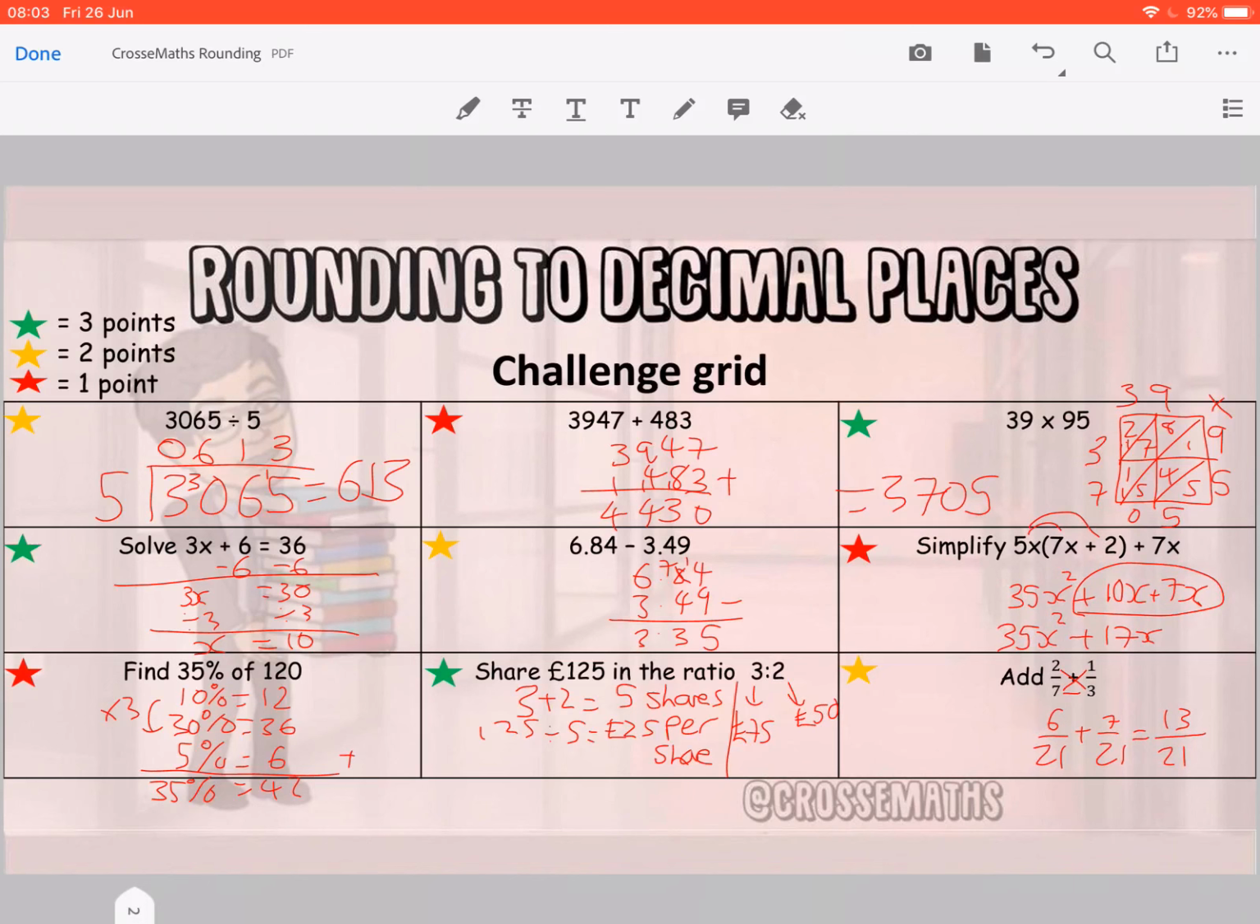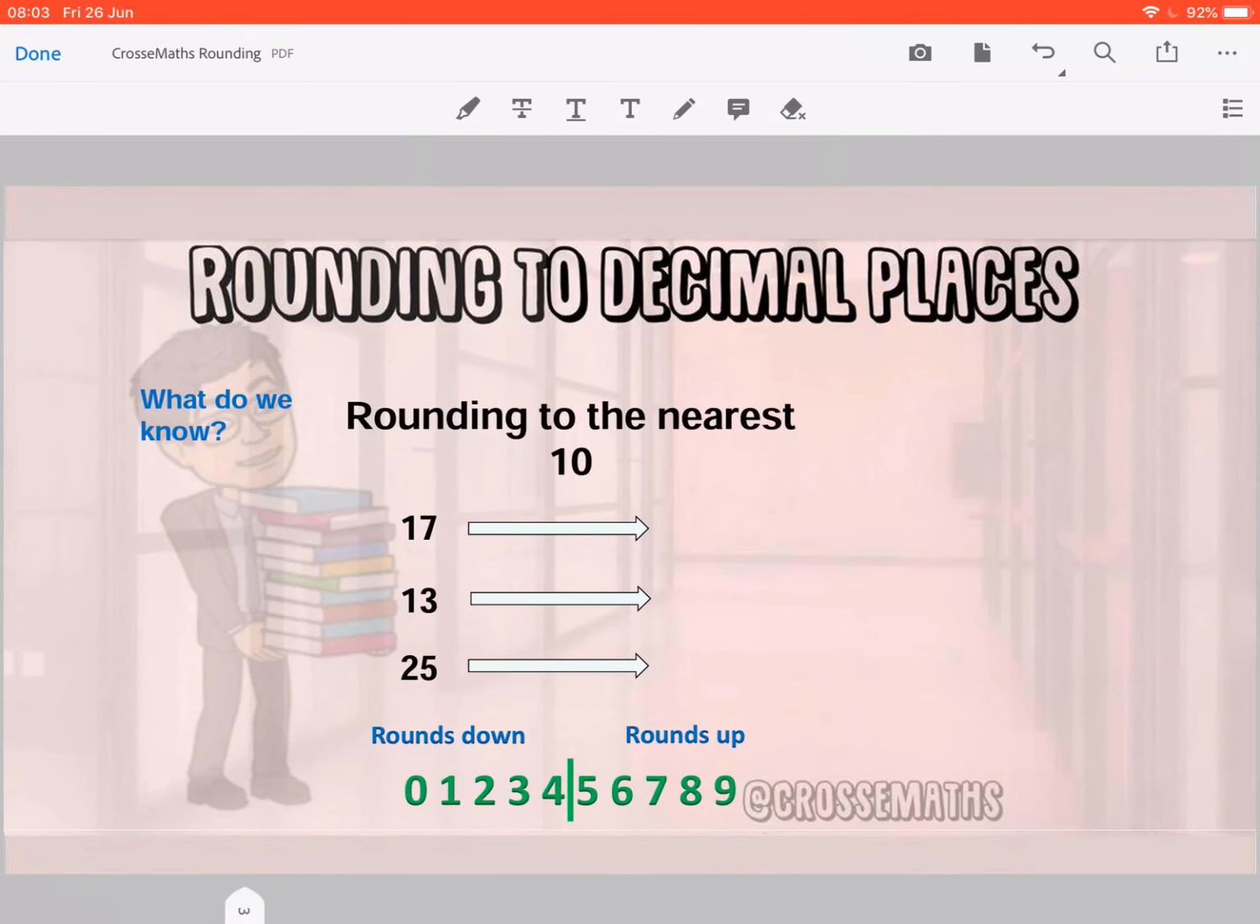Okay, if you missed any, I was going too fast, that's okay. Once you've got that nailed, anywhere around 15 is really good. If you get an 18 every single time, this is way too easy for you, okay? Right then, so rounding to the nearest 10.